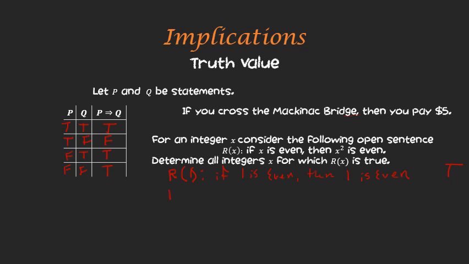Let's look at another one. R of 3. If 3 is even, then 9 is even, 3 squared. This one is also true because the hypothesis is not satisfied. So it doesn't matter if the conclusion is true or not. The implication will be true, right? 3 is even, that's false. 9 is even, that's also false. And so that's this last row of the column. This is a true statement. If 3 is even, then 9 is even.